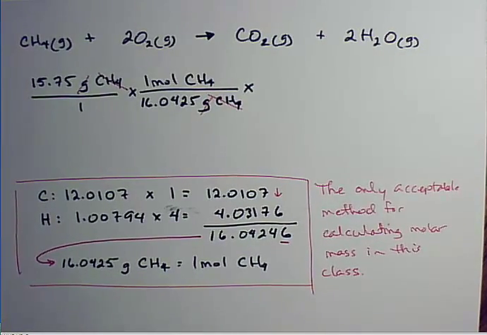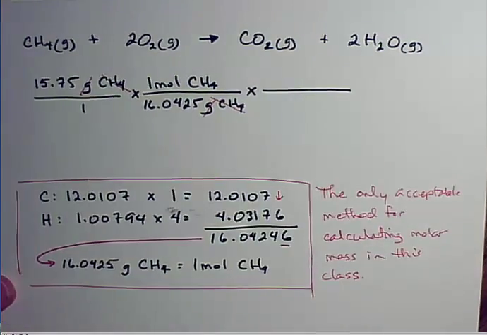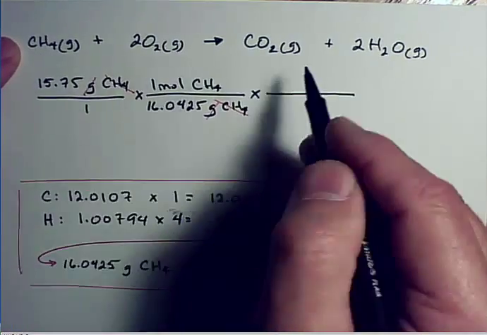But the problem asks you for not the moles of methane, but moles of water. So all we've got to do is build our molar ratio now from the balanced chemical equation. And so we've got 1 mole of methane here.